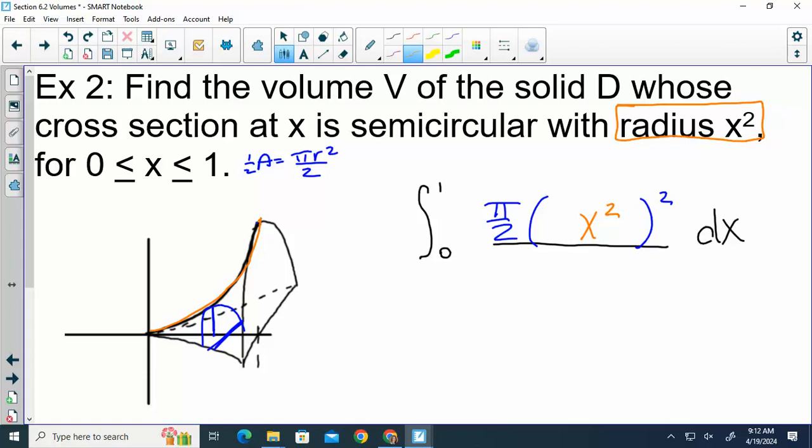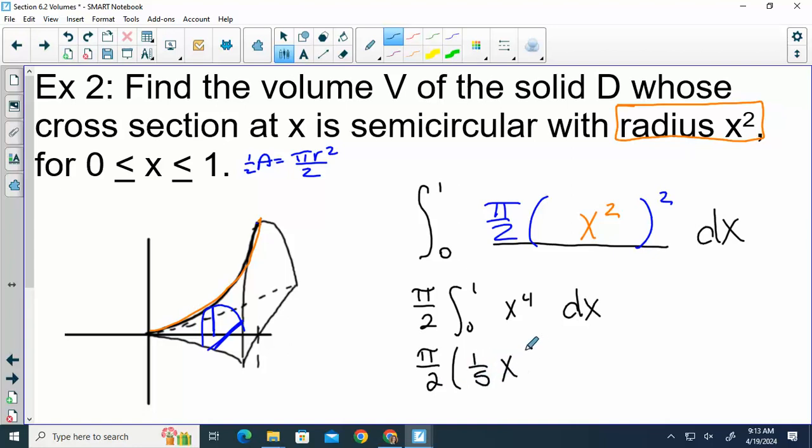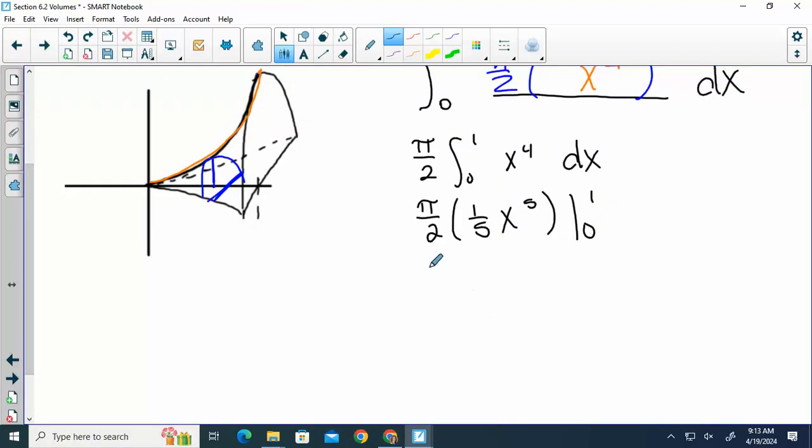With me so far? Then we can finish it from here. The pi over 2 is just a coefficient. You can pull it out if you want. It'll be x to the 4th dx. What's the antiderivative of x to the 4th? So we have pi over 10 times 1 to the 5th minus 0 to the 5th.